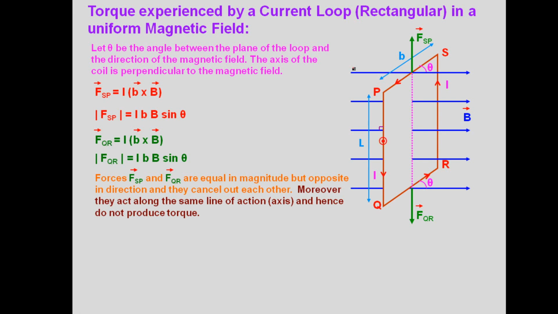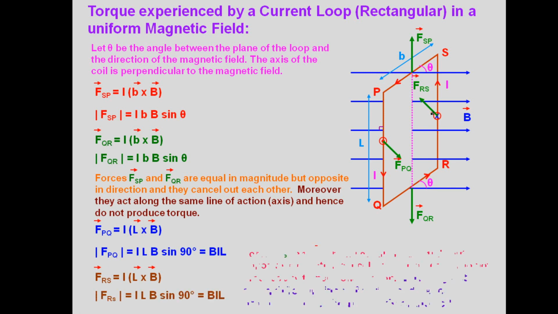Now the direction of force on these sides PQ and RS: on PQ it will be outward, and on this side it is inward. This is again according to Fleming's left hand rule. You can set your Fleming's left hand rule to find the direction of F of PQ and F of RS. Then F of PQ is I into L cross B, and because the angle is 90, it will be BIL. Similarly F_RS is also BIL.